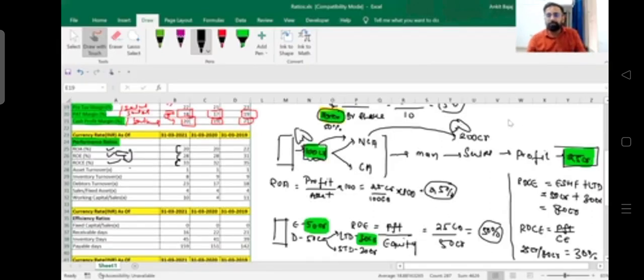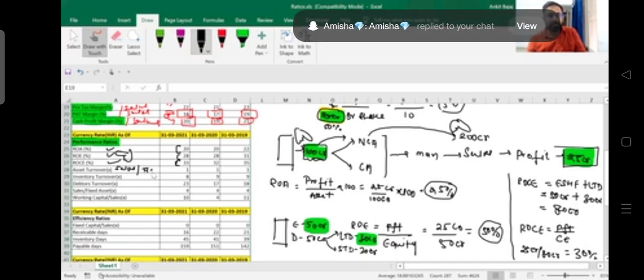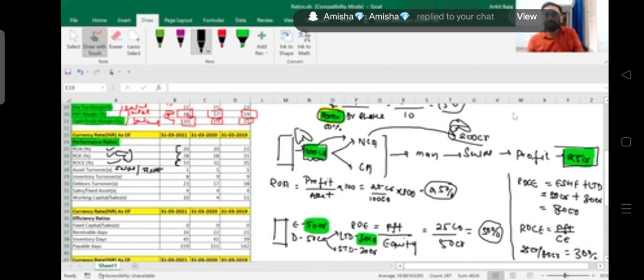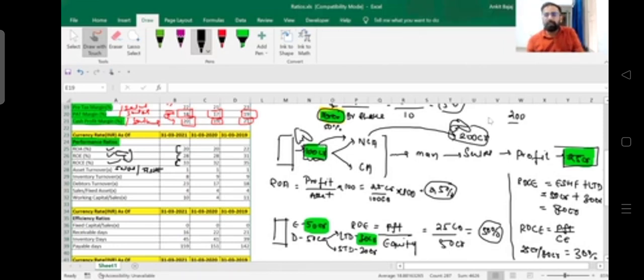So what is going to be the formula? Asset turnover ratio formula is going to be sales divided by asset. Here, turnover is 200 crore. So in my case, your asset turnover ratio is going to be 200 crore divided by 100 crore. That is going to be two times.